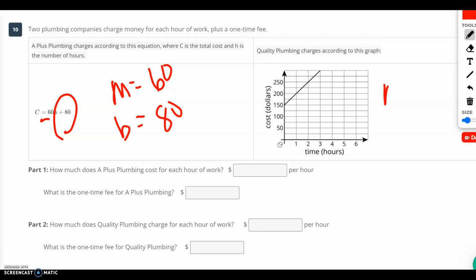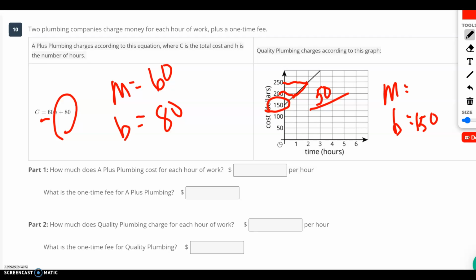Over here, I need to find the same thing. What does m equal and what does b equal? B is easy. Where is it crossing the y-axis? It's crossing at 150. Then we have to find the rate of change. Let's go from here to here. You'll notice it started at 200 and it went up to 250. So what was my rise? It was 50. So we're doing rise over run, or change of y over change of x.